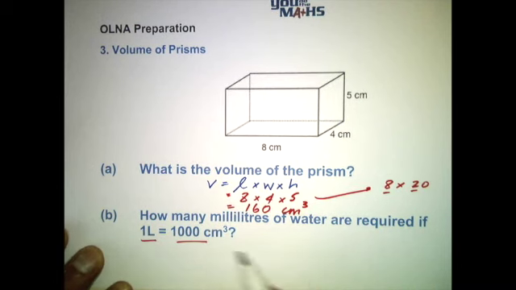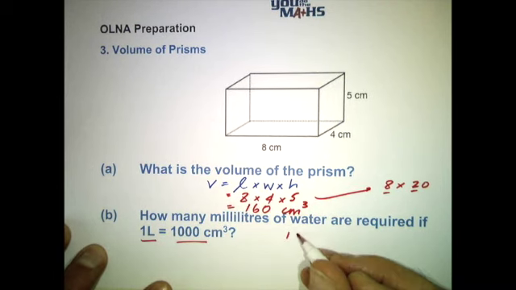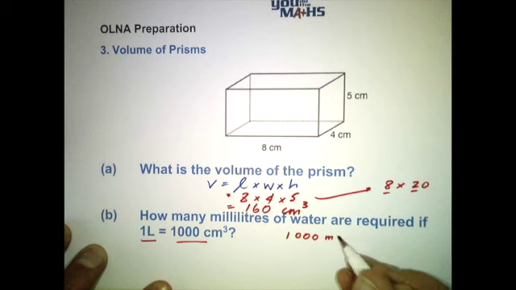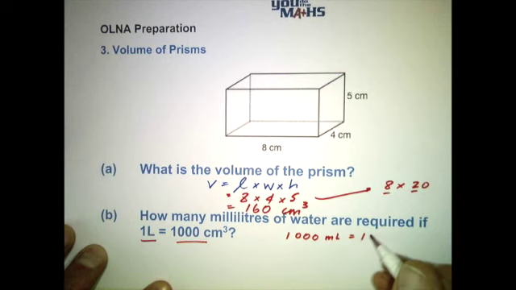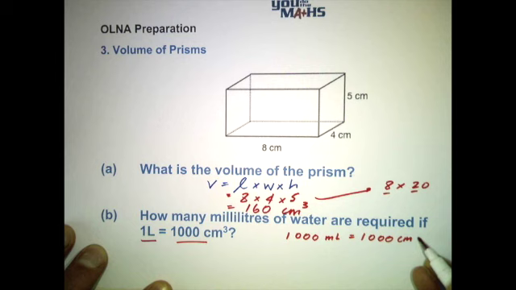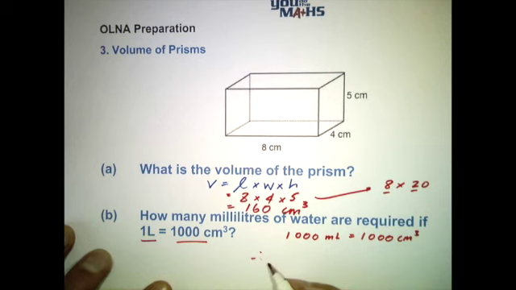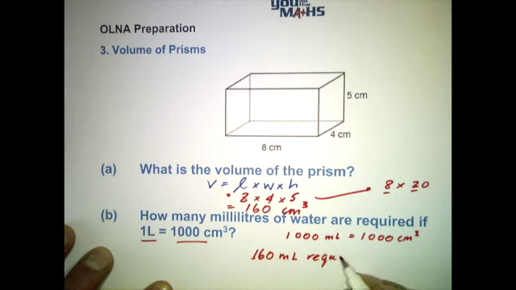Now we know that 1 litre is 1,000 centimeters cubed, and 1 litre is 1,000 milliliters. So that also equals 1,000 centimeters cubed, and that means there's a perfect match. Millilitres and centimetres cubed match. 1 millilitre is equal to 1 centimetre cubed. So 160 centimetres cubed is also 160 millilitres. And that's the required amount of water.